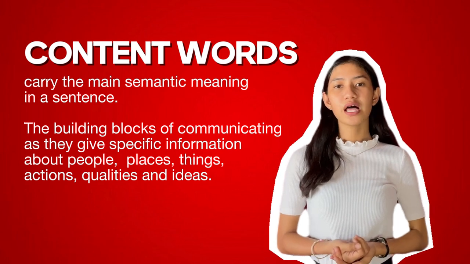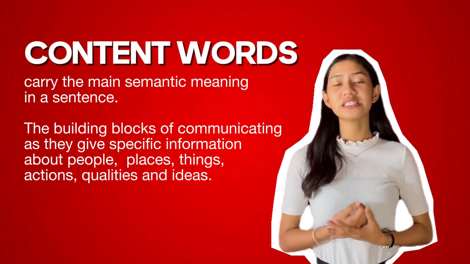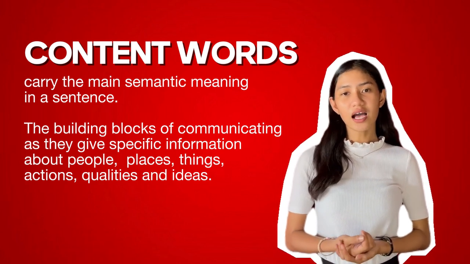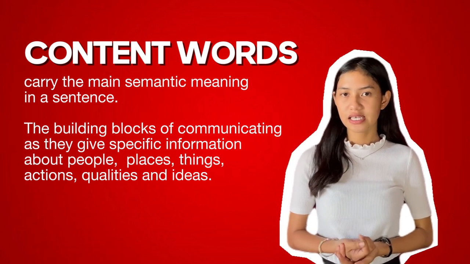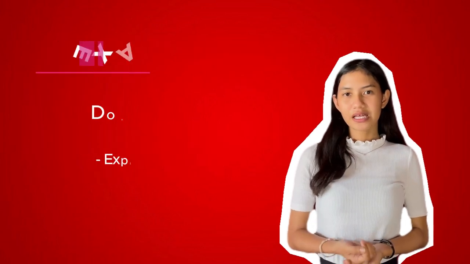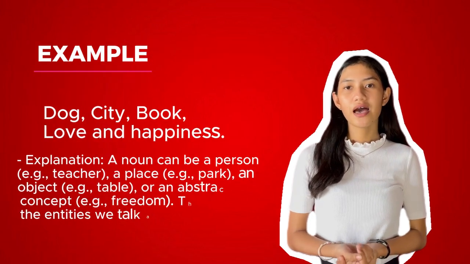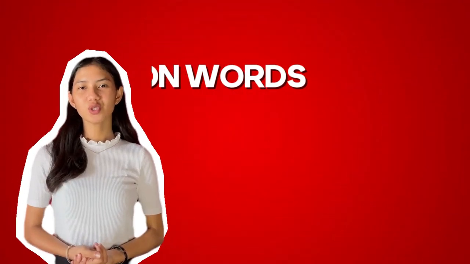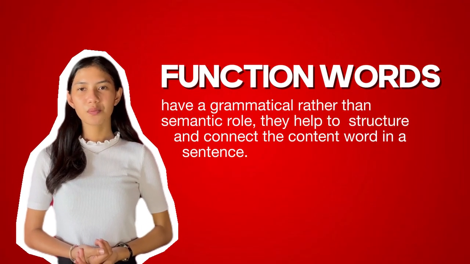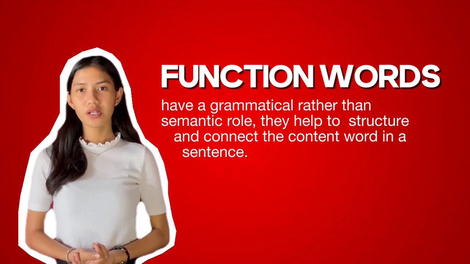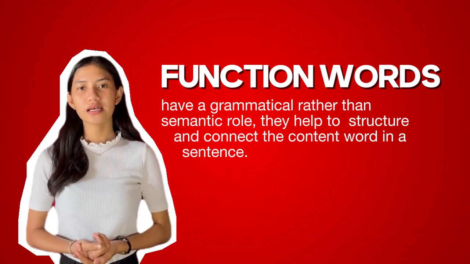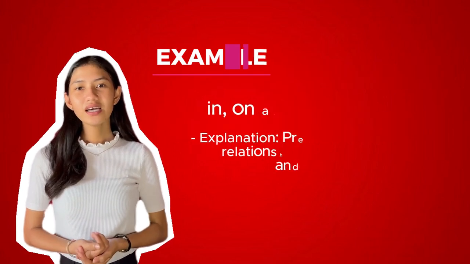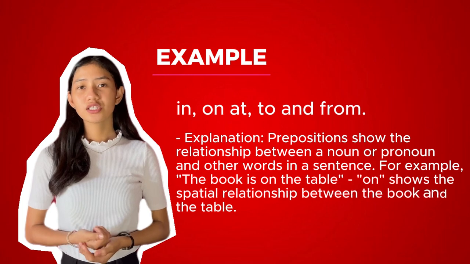They are the building blocks of communication as they give specific information about people, places, things, actions, qualities, and ideas. For example, dog, city, book, love, and happiness. Let's proceed to function words. Function words have a grammatical rather than a semantic role. They help to structure and connect the content words in a sentence. For example, in, on, at, to.